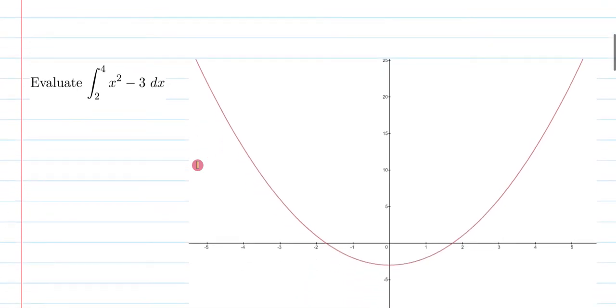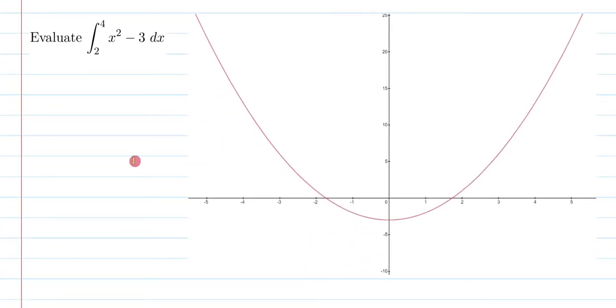Let's begin. So here is our first question right here. We're being asked to find the definite integral of x squared minus 3 with respect to x between x equals 4 and x equals 2. The first thing that we're going to do is just give ourselves a bit of a sketch so we can visualize what we're doing. So I have the function x squared minus 3, which has already been drawn for us right here. It's simply a parabola that's shifted down 3 spaces.